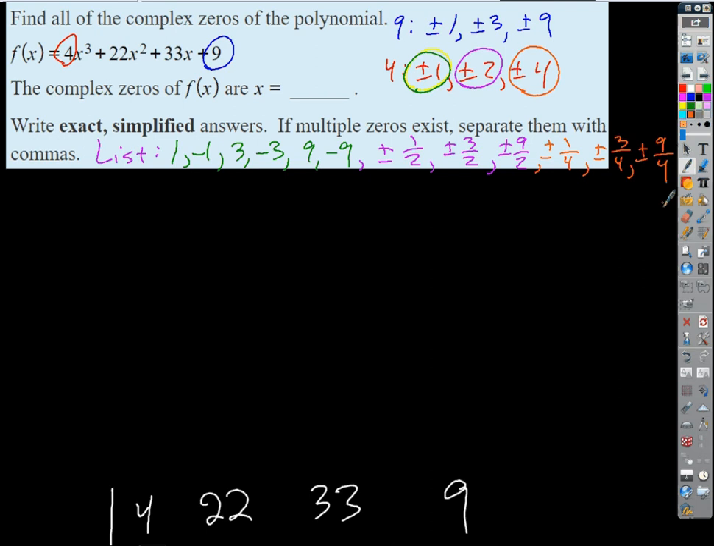Now here's the good news. You might remember I told you that for this year, I'm never going to give you any where you have to go as far as getting a fraction. In the future, you'll do that, but not this year.